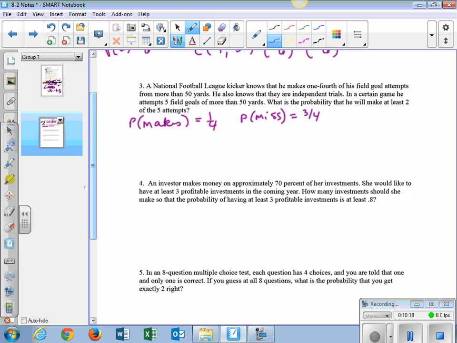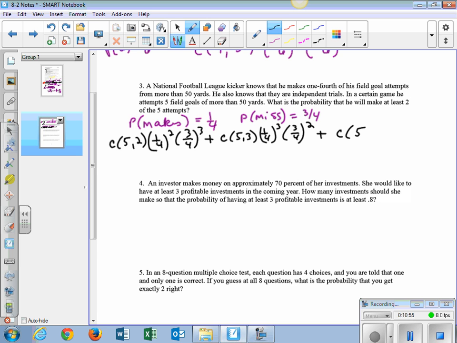Okay, you can do it 2 different ways. Let's do it using 2, 3, or 4. Let's do it that way first. So if I want to make exactly 2, that would be a combination of he's going to kick it 5 times, twice he's going to make it. That would be 1/4 to the second, and then 3/4 would be to the third. Or he can make it 3 times. Combination 5 choose 3. 1/4 is going to be to the third power, and then therefore the 3/4 would be raised to the second power. Or you can have a combination of 5 choose 4. Oh, I might not have enough room. Let me squeeze it in here.